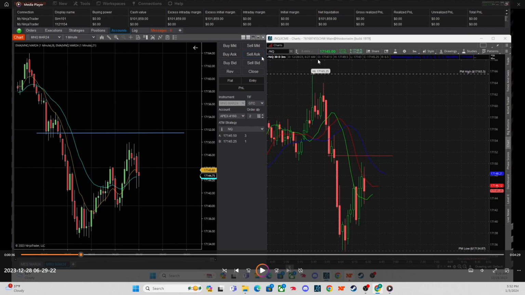Now a little about this trade. I use pre-market high and pre-market lows as my profit targets. So I see what price is doing, I see how it's reacting when the market opens, and I take an early entry to ride it to the pre-market high or pre-market low, depending on what day it's doing.